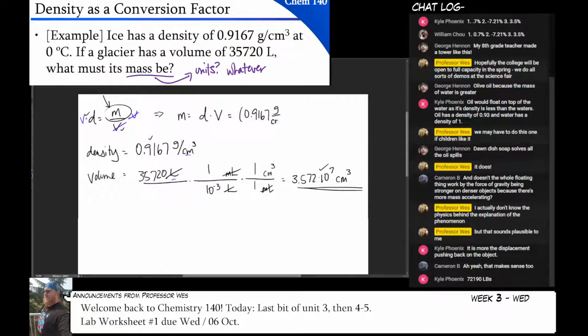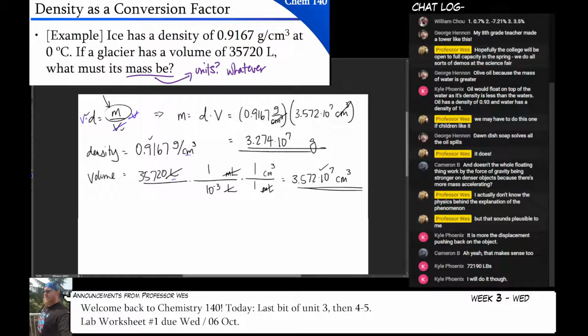0.9167 grams per cubic centimeter times this crazy number of cubic centimeters. And you'll notice that the volume's units cancel out, leaving only grams, so that when I do this, I will get an answer that's in grams, which I'm not going to turn into pounds, because pounds are a silly British thing. They liked it so much they made it their money. And I get 3.274 times 10 to the 7 grams.